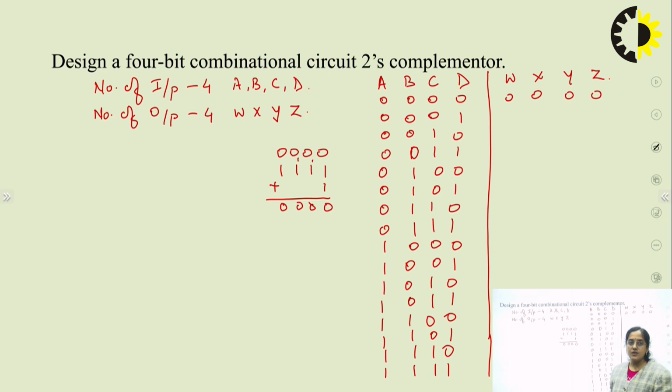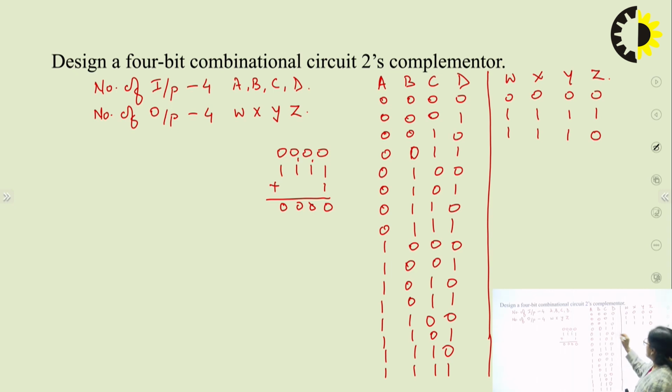Now, in case of 0001, we complement it and we add 1. It becomes 1110, and when we add 1, it becomes 1111. In case of 0010, we complement it and then we add 1 to it. When we add 1 to it, it becomes 0, and here we get 1.